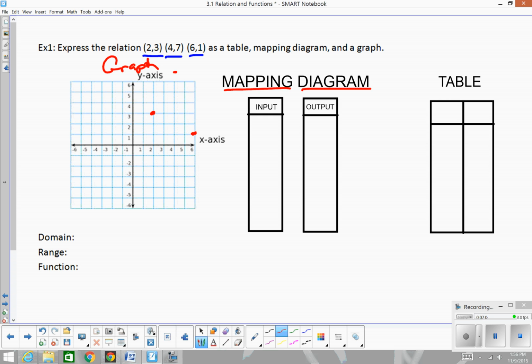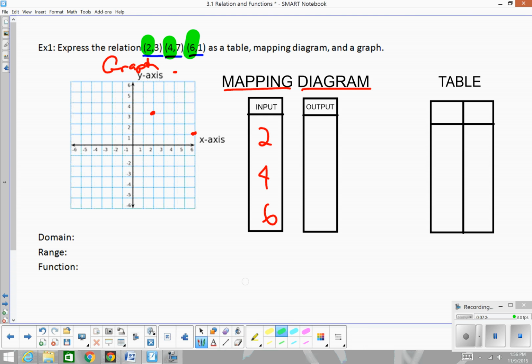Now, when I go ahead and draw my mapping diagram, I want to take all of my input values, and my input values are all of the first values. So I have a 2, I have a 4, and I have a 6. Now what I want to do with those values is I want to list them from least to greatest without repeating in my input. So least to greatest without repeating. So the order is going to be 2, 4, 6, right? 2, 4, 6. Least to greatest without repeating.